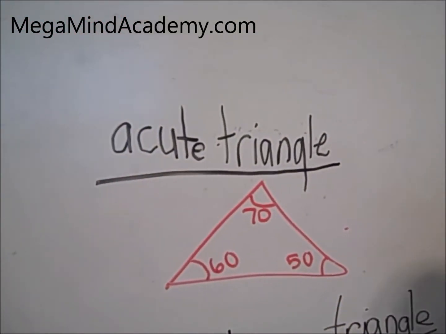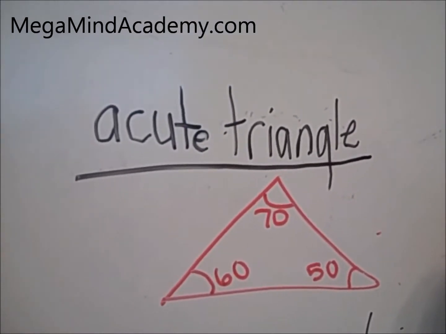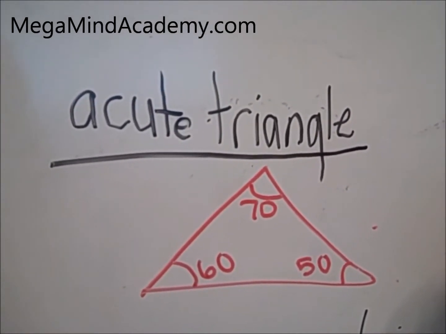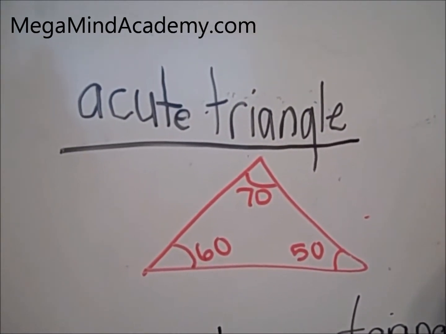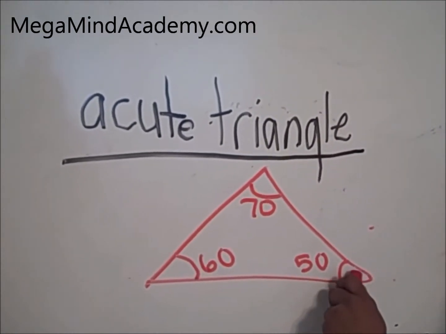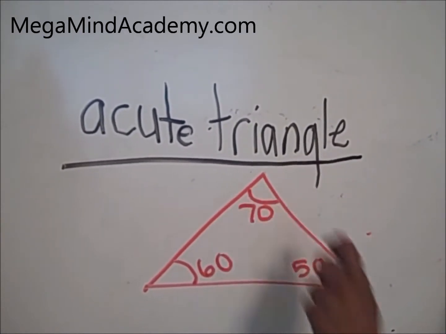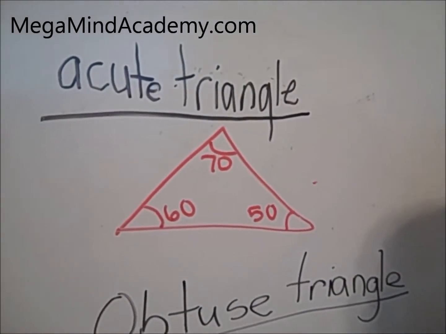An acute triangle has all the angles less than 90 degrees. For example, 60, 50, and 70. They're all less than 90 degrees.